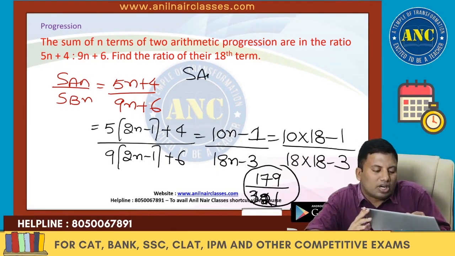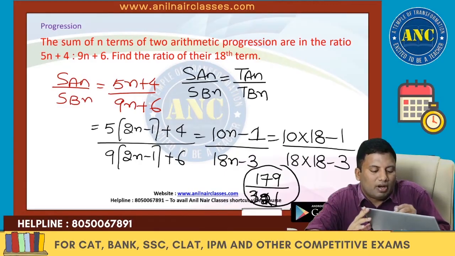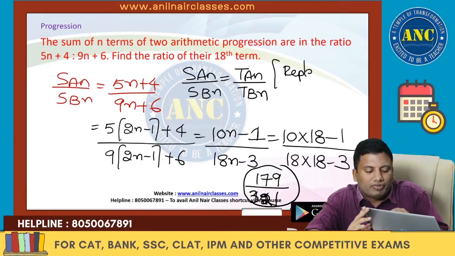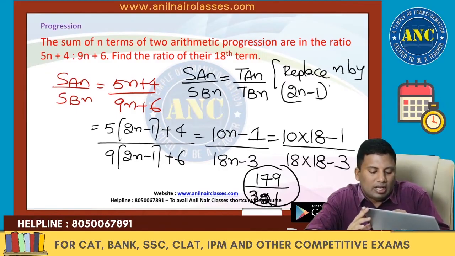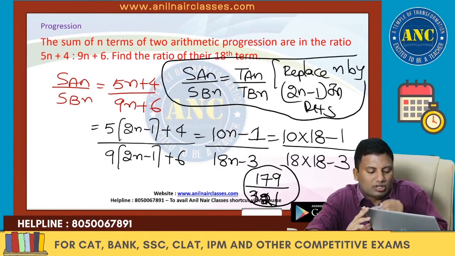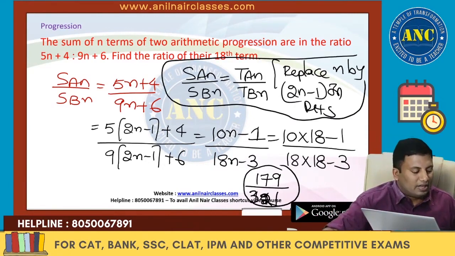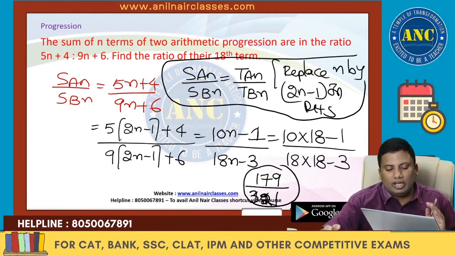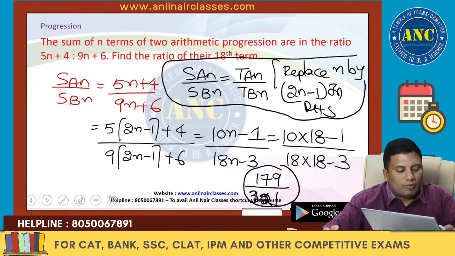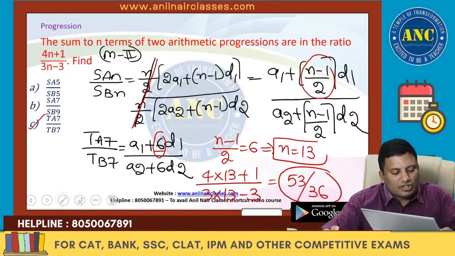It is the most repeated question in progressions and also an original exam replica question. The sum of n terms ratio becomes the nth term ratio if I replace n by 2n minus 1 in the right hand side. Then I will get this answer. I hope the idea is clear. Now, let's go back. Are there any other questions? No. Now, let's go back and solve this question.